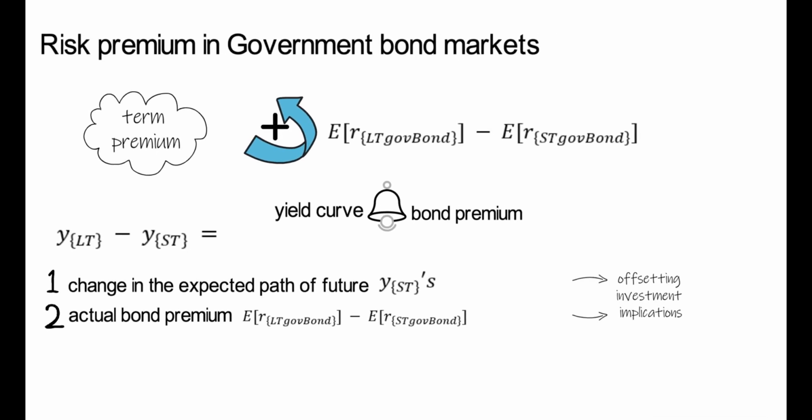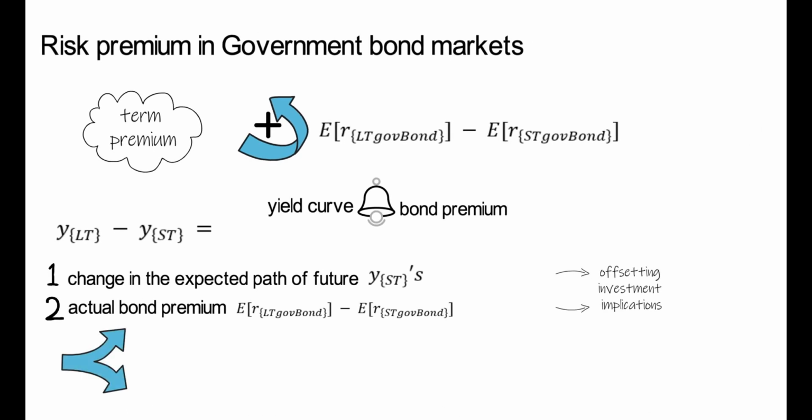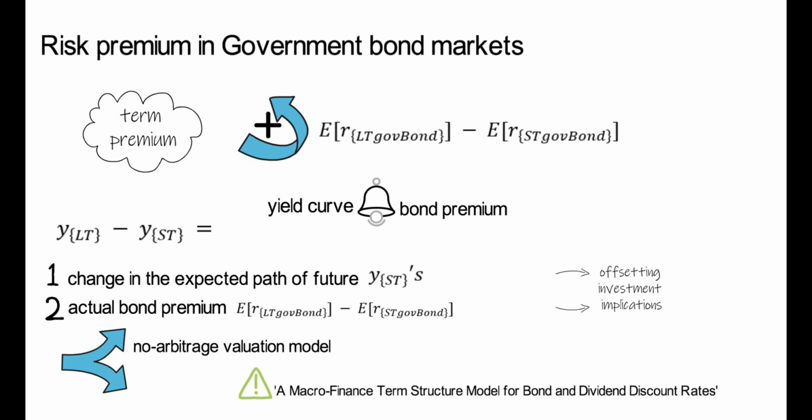The usual approach to separate both parts is via an arbitrage-free term structure model. A recent model that also accounts for the term structure of the equity risk premium as a function of the economy is my work with Stefan Florig and Sven Schirmer, and the paper is called A Macrofinance Term Structure Model for Bond and Dividend Discount Rates.